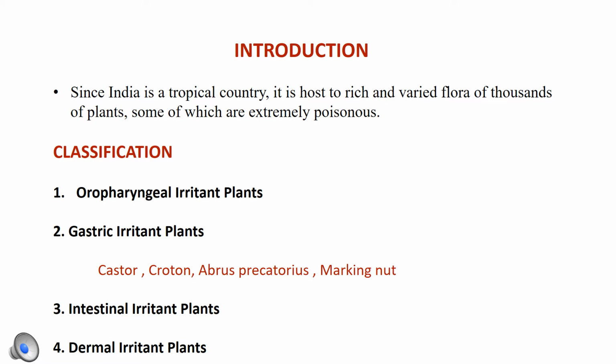Then there are the gastric irritant plants, then the intestinal irritant plants, and lastly the dermal irritant plants, that means the skin irritant plants. Among the gastric irritant plants we have to study a few plants like castor, croton, abrus precatorius and marking nut. These are quite important, you'll have to study them.